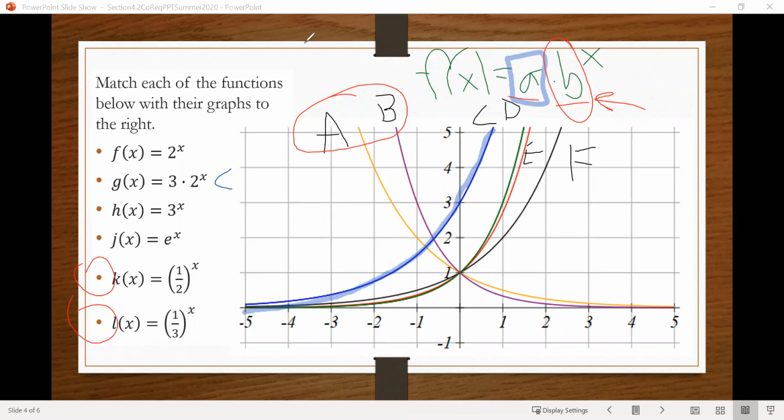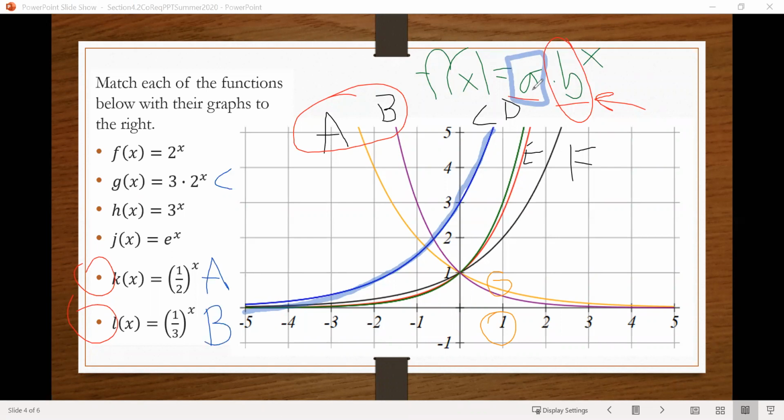To figure out which one is which, I'm going to think about plugging 1 into each of these equations. For k of x, if I plugged in 1 for x, I would have 1/2 to the 1, which is just 1/2, which means that graph needs to pass through the point 1, 1/2. When I look at my graph at an input value of 1, the picture that looks like it's passing through an output value of 1/2 is that yellowish one, so it looks like that should be letter A, which tells us that L of x should be letter B.